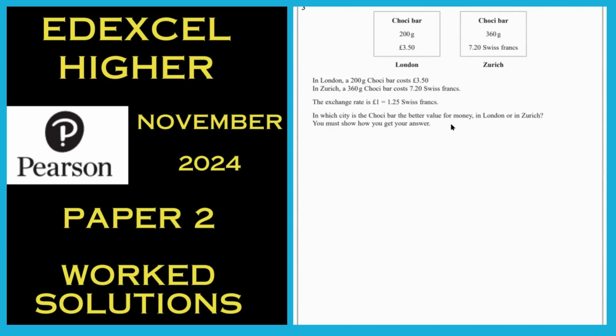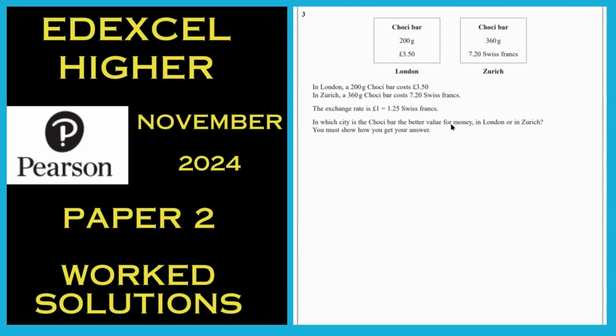Number 3, first wordy one of the day. As soon as I see left and right, London and Zurich, I start doing that. Obviously, there's loads of ways of going about this. You could find the value of 1 gram in each. You could convert Zurich entirely to London, or London entirely to Zurich. I prefer to play the halfway game.